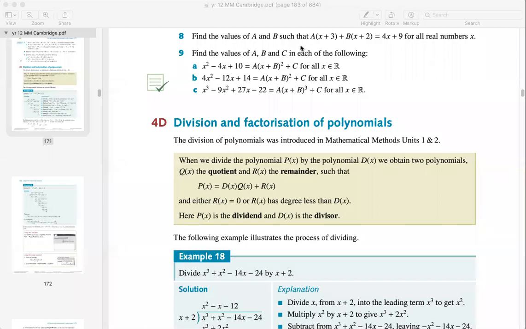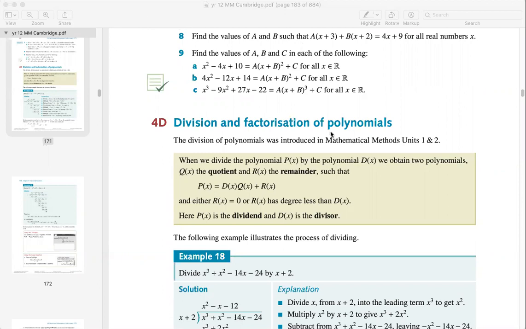Hello guys, welcome back, and today we're going to continue working on chapter 4, which is 4D. Okay, 4D is typically the most important one, and you have to be familiar with the factor theorem, remainder theorem, and the rational root theorem. First, an important thing: what do we mean by quotient? What do we mean by remainder? This you have to know.